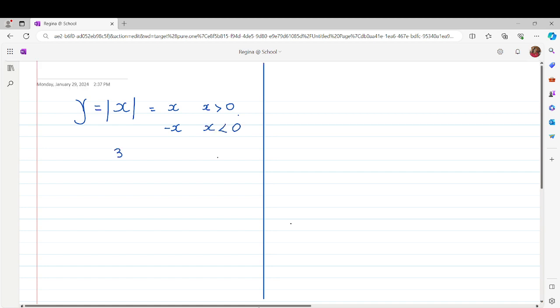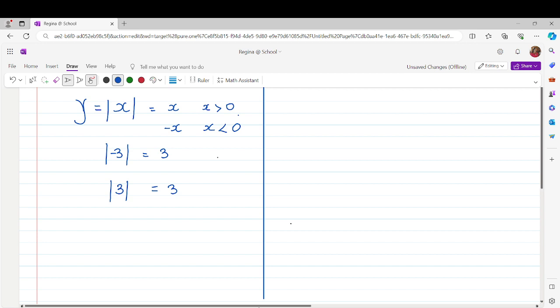So if you have negative 3 modulus, it will end up becoming positive 3, and if you have 3 modulus, it will end up being 3. Meaning when you take the absolute value of any number, it will always be positive. So without wasting time, let's sketch how to plot y equals modulus of x.